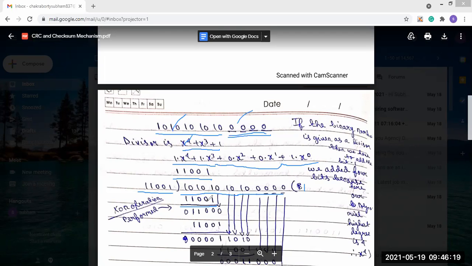So 0, 0, 0. This is the same bit. So 0, 0, 1. This is the different bit. So that's why 1, 0, 1. This is the different bit. That's why 1. And 1, 1. This is the same bits. So that's why it is 0. So what we get? 1, 1, 0, 0. These 4 values we get.